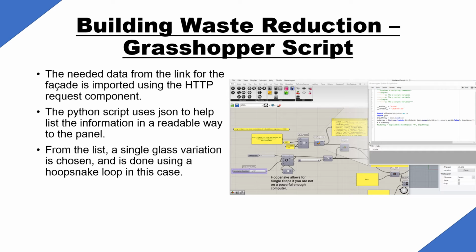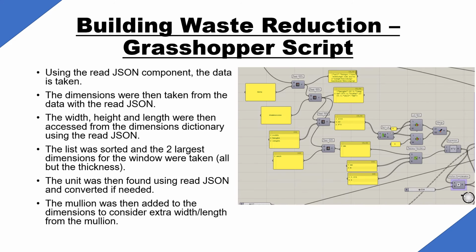Needed data from the API was taken using the HTTP request, allowing me to input the glass material and helping me reduce waste in the glass for the facade. The read.json component was used to gather data of an item for dimensions, width, height, and length, and also the unit. These were all put into an expression which converted any dimensions if they were needed into the direct dimension that we were using, and also added an extra dimension for mullion consideration.